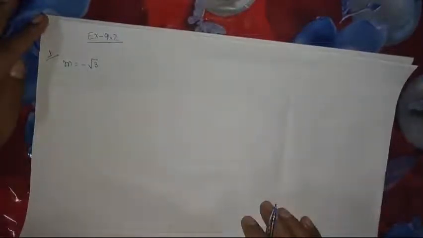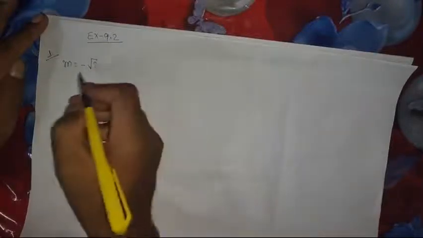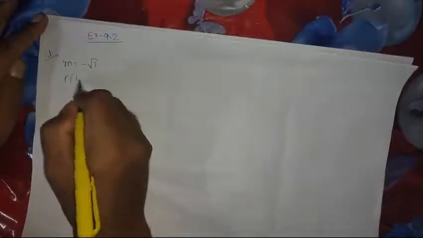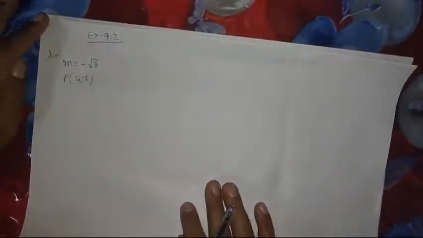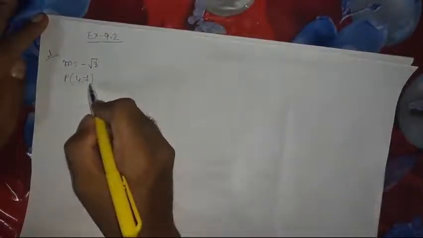Question number 1 gives the gradient of the line. What is asked first of all? Find the equation of the line in each of the cases. We are asked to find the equation of the line. So the first question: the gradient of the line is m equal to minus root 3, and it passes through the point P(4, 7). Means the given coordinate is P(4, 7), so the line passes through this point. Okay, so from this, see what we get. This is x1 and this is y1.